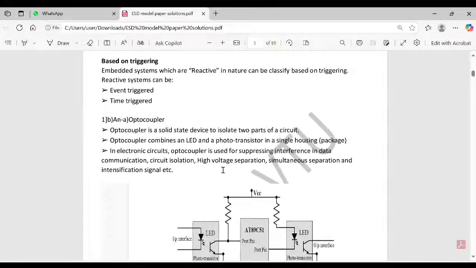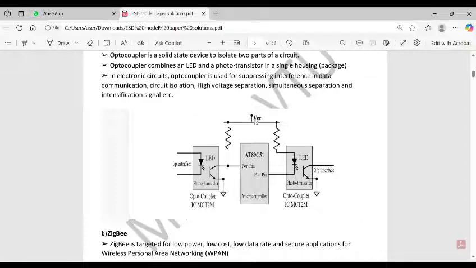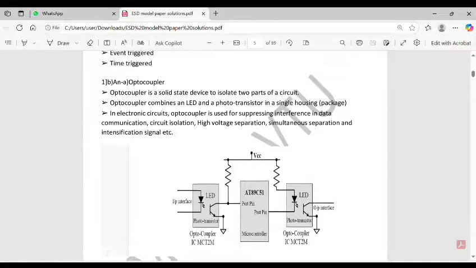So optocoupler is the solid state device to isolate two parts of the circuit. Optocouplers combine an LED and a phototransistor in a single housing or a package. These optocouplers are used for suppressing interference in data communication, circuit isolation, high voltage suppression, simulation suppression, and the intensification signal. And this is the optocoupler circuit diagram, or we can say a block diagram. So you can refer this block diagram in the exam also.